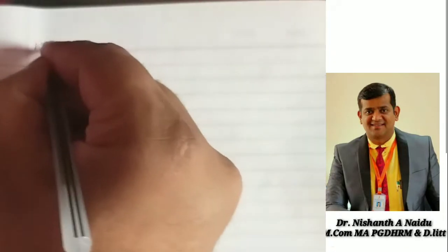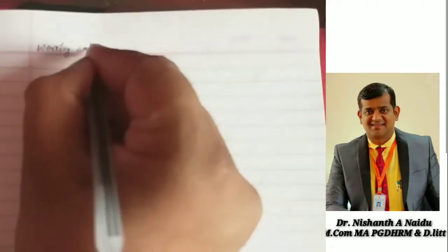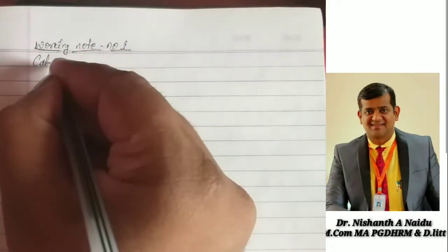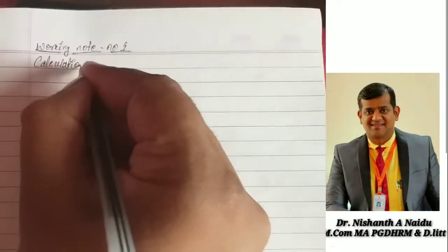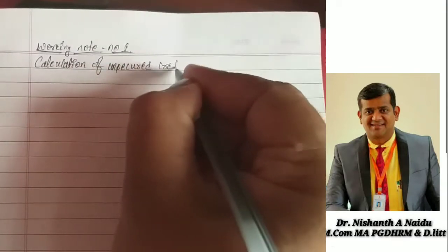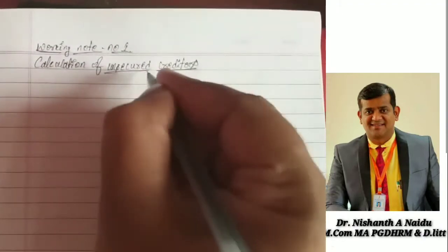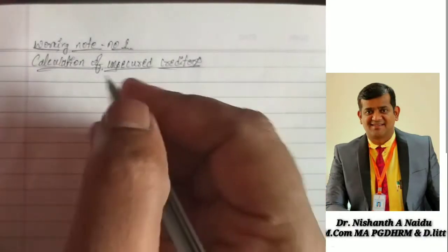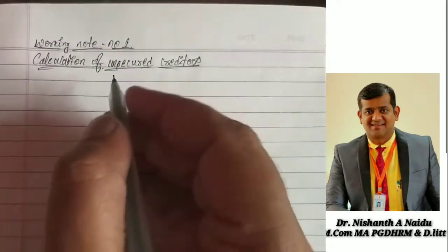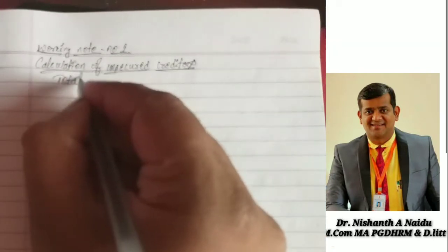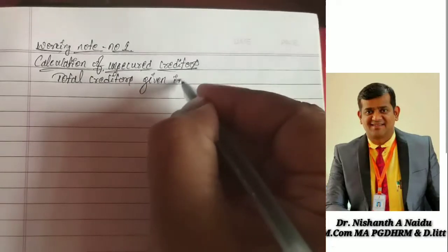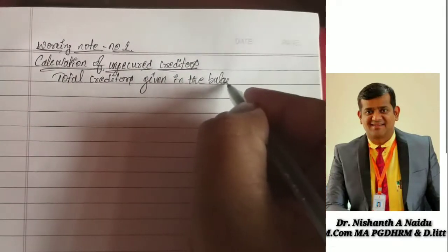So I'm writing working note number 1. Under that, calculation of unsecured creditors. First, what do we have to do? Total creditors. Correct. Total creditors given in the balance sheet.